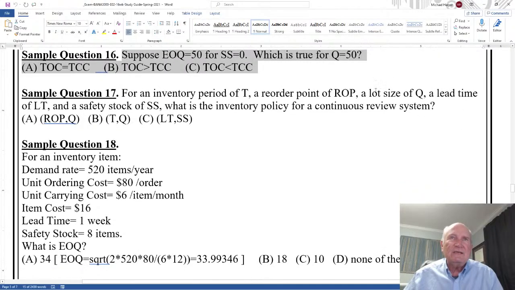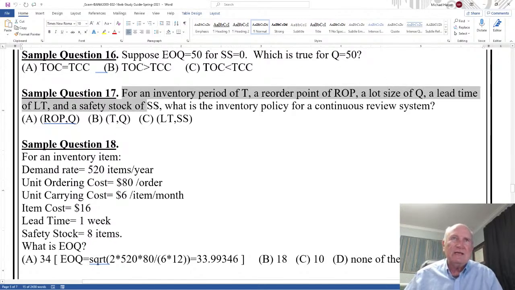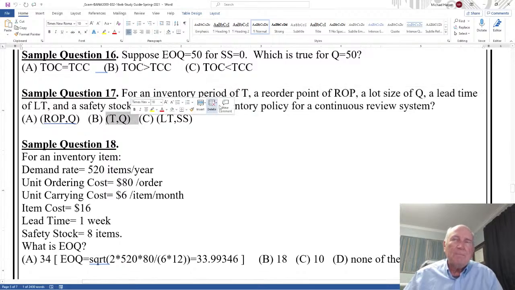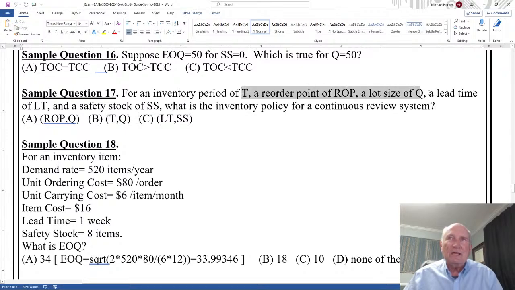Now question 17 is just recognition. For an inventory period of T, reorder point of ROP, a lot size of Q, lead time of LT, safety stock is this. What is the inventory policy for a continuous review system? Well, continuous is ROP, Q, periodic is T, Q. Okay, but what I'll do is I'll actually put numbers in here. So you have to pick the right numbers down here. Okay, these are two numbers where the first number is ROP, second number is Q.